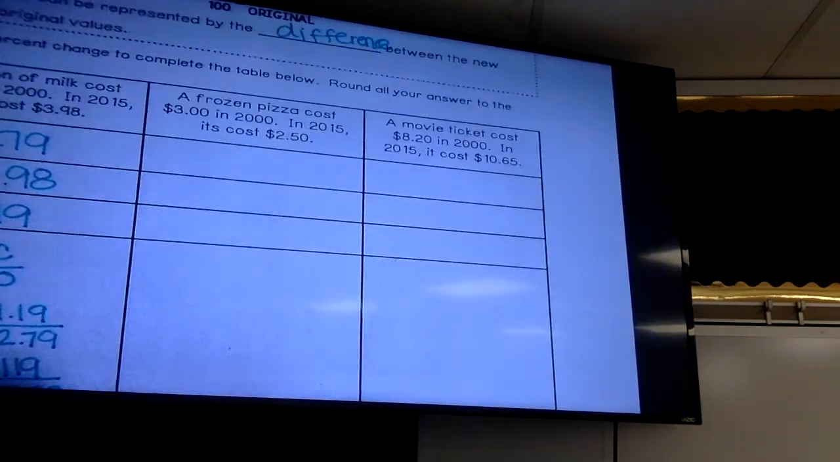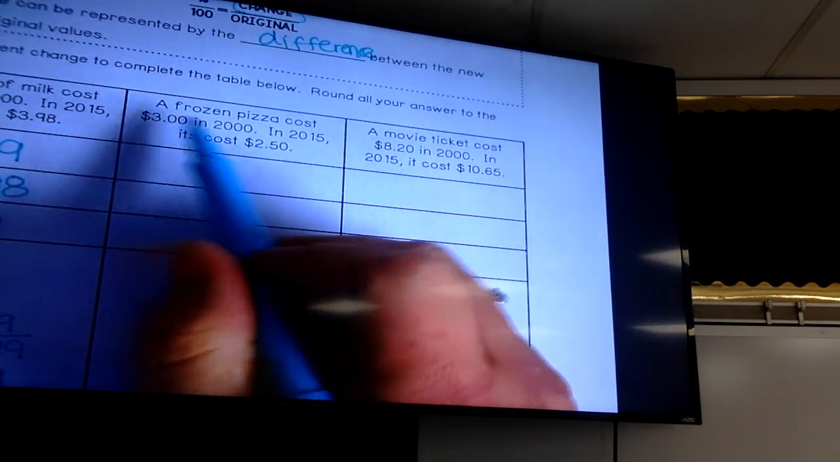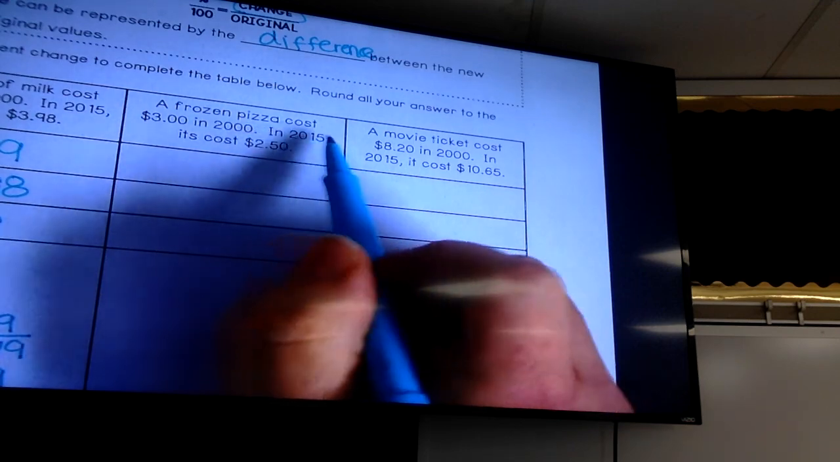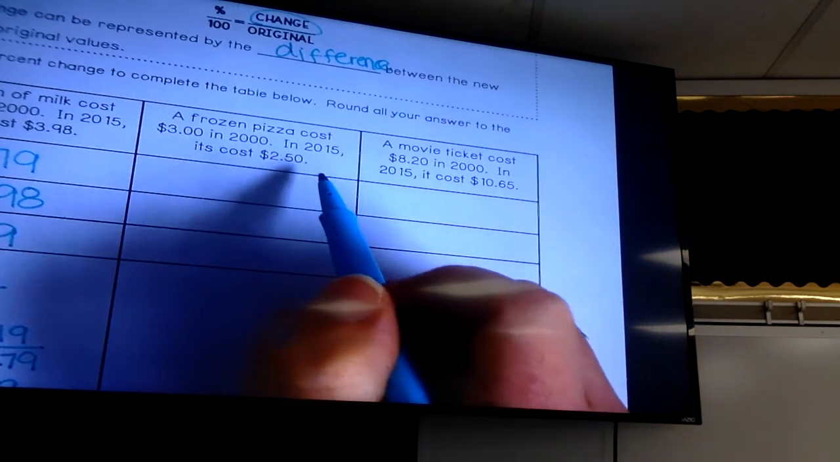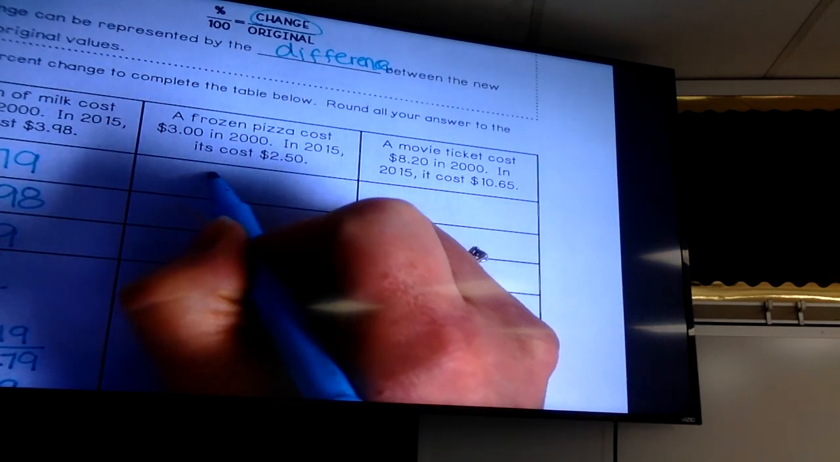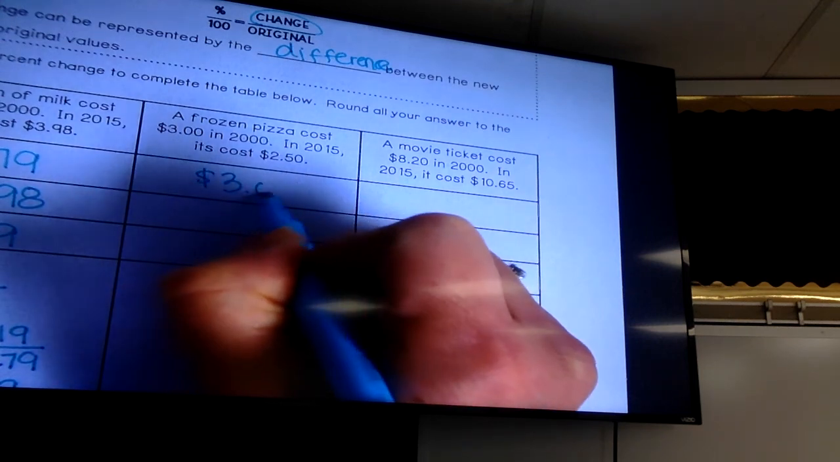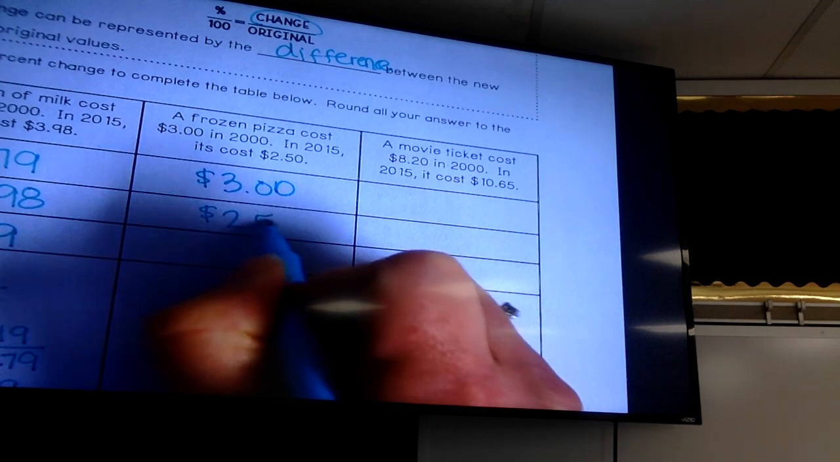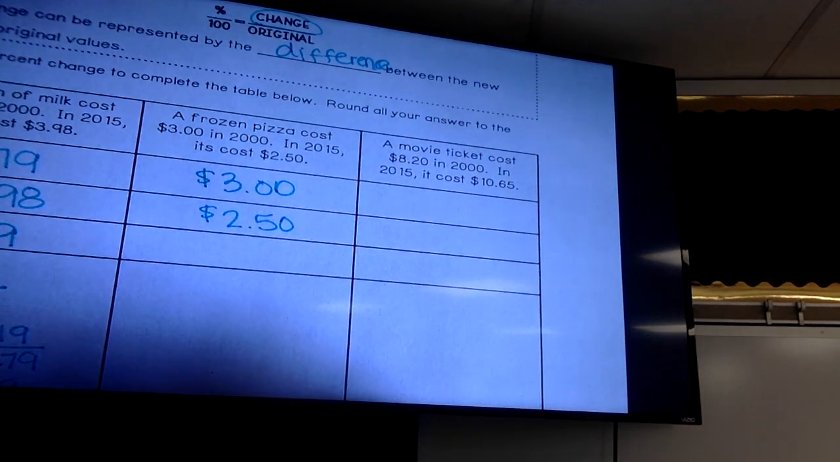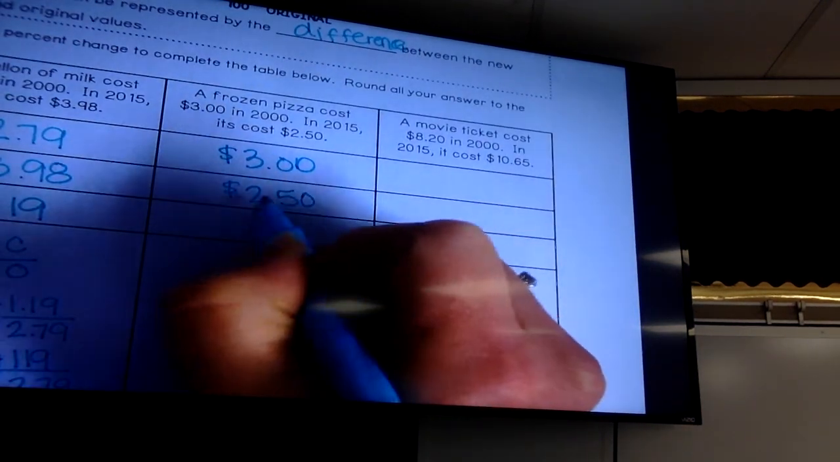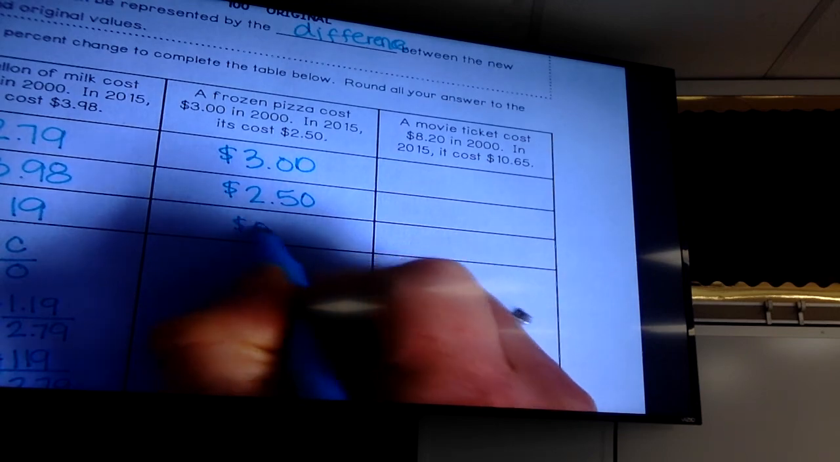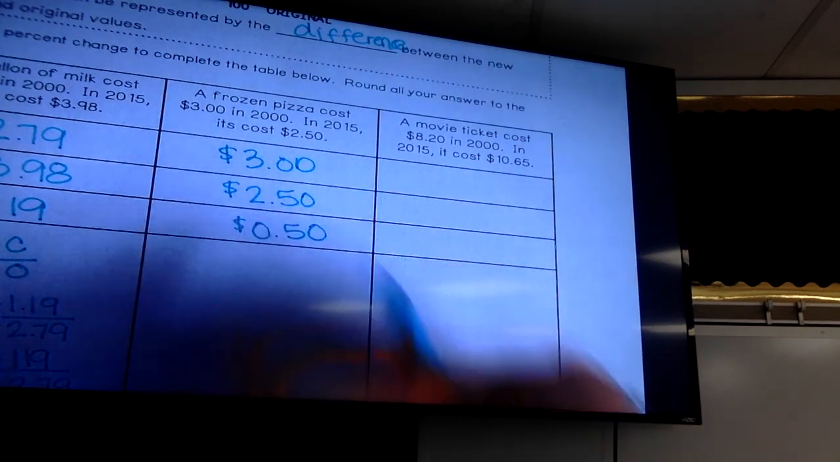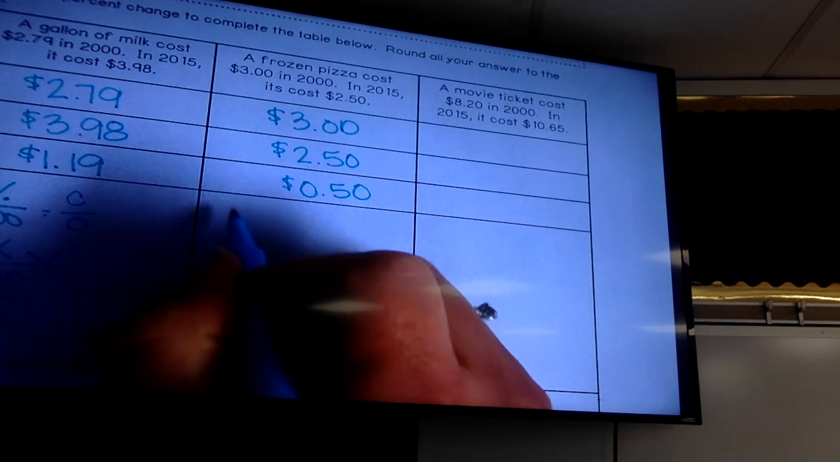Okay, let's try another one. A frozen pizza cost $3 in 2000. In 2015, it cost $2.50. So the original cost was $3. Now it costs $2.50. How much did it change? Well, I'm going to do some subtraction, and that's easy. We probably don't even need a calculator. We know that's a 50-cent change.